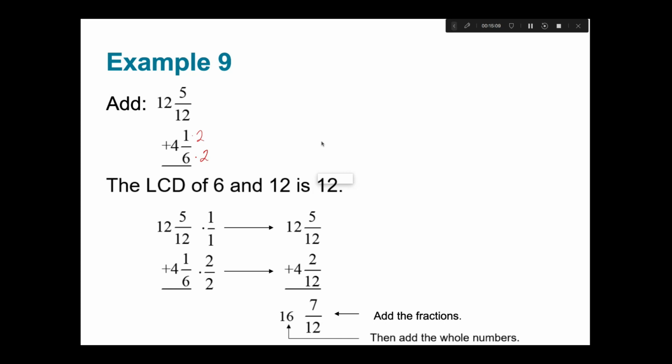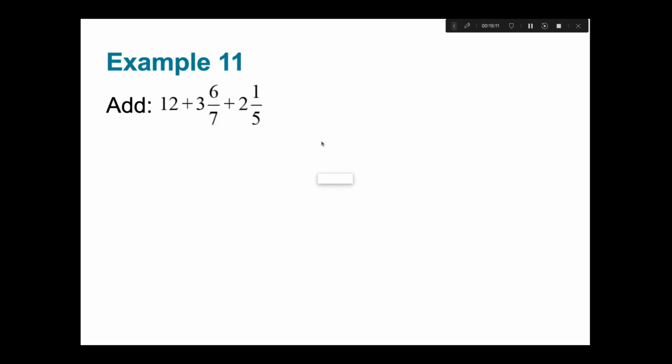Okay, moving on. This time we have 3 numbers that we're adding. You might want to rewrite this over on the side of your notes up and down, because I have it written in there sideways and it's kind of crazy. So we have 3 numbers. We have the whole number 12. We have 3 6/7, and we have 2 1/5.